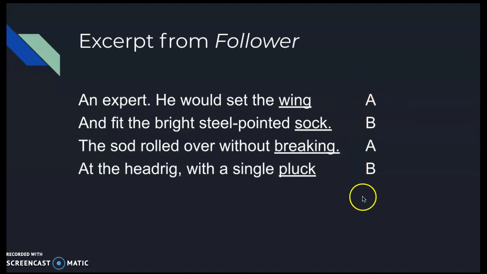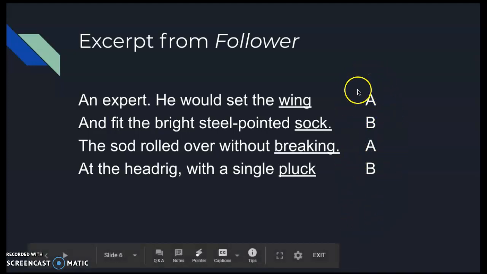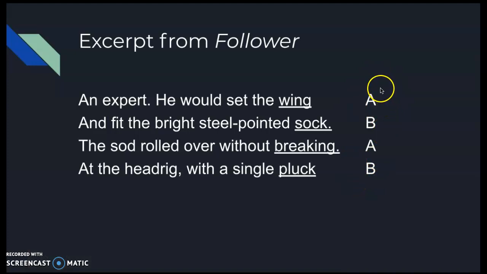And we label the rhyme scheme, which is like the pattern of rhyme, with letters. So you always start with A. First line's always going to be A. And then whichever line rhymes with wing, the ending of A, you're going to label that one A as well. And if the next one does not rhyme with A, so it's sock and wing don't rhyme, then you need to start with the next letter, B.